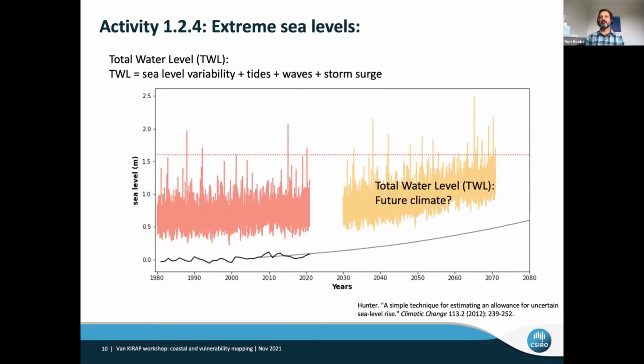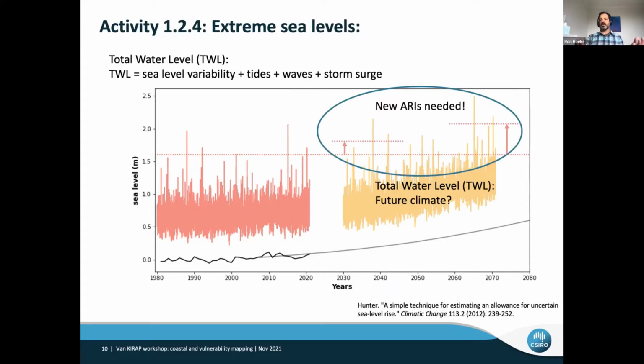Of course, in the future, with sea level rise, if we assume that same threshold, you can see that it's crossed many more times. So that 10-year storm level actually has gone up. And so we need to calculate with climate change a new ARI, or a new 10-year storm level. And interestingly, the way the statistics work out, even if we project the old total water level variability into the future, it's not linearly the same as the sea level rise.